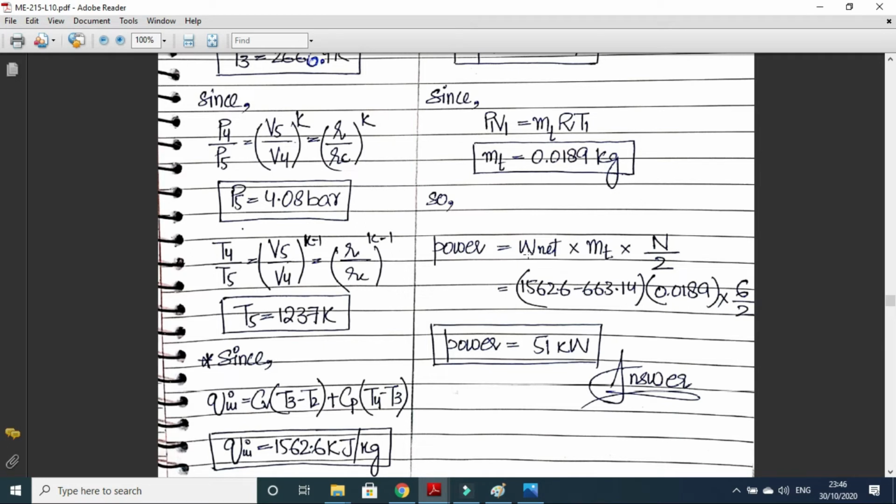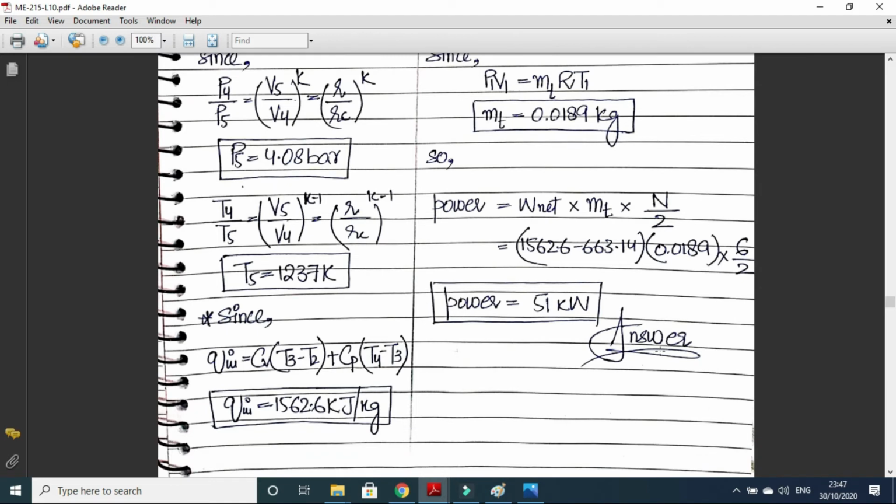W net has a unit of kilojoule per kilogram, so we need to multiply by the total mass. So kilogram will be cancelled out, it will be kilojoule, multiplied by 3 cycles per second, which was given. So we can also write directly 3 here. So 3 has a unit of cycle per second, and kilojoule per second is kilowatt, so this was required. So power is 51 kilowatt.